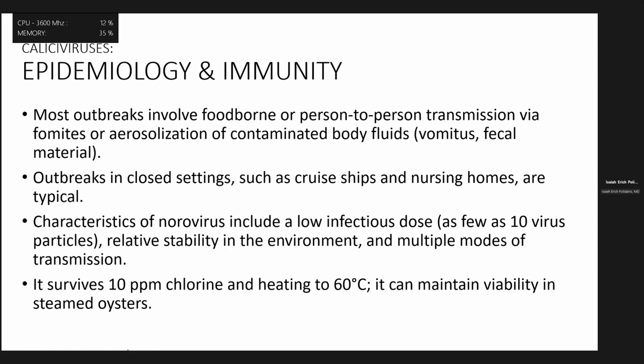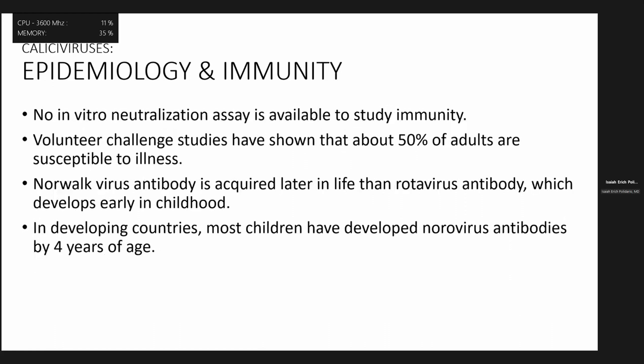Characteristics of norovirus include a low infectious dose, relative stability in the environment, and multiple modes of transmission. It can survive 10 ppm of chlorine and heating to 60 degrees Celsius, and it can maintain viability even in oysters that are being steamed. No in vitro neutralization assay is available to study immunity, and voluntary challenge studies have shown that about 50% of adults are susceptible to this type of illness. Norovirus antibody is acquired later in life than rotavirus antibody, which develops early in childhood. In developing countries, most children have developed norovirus antibody by the age of 4 years.